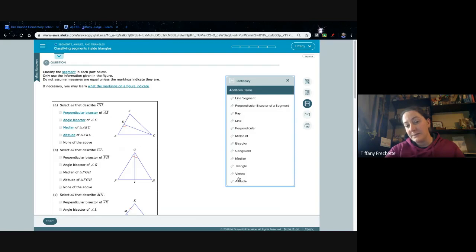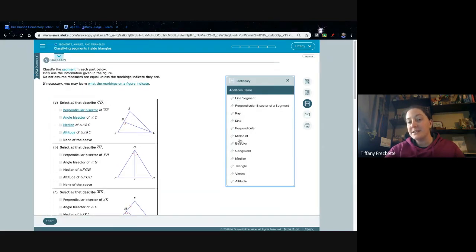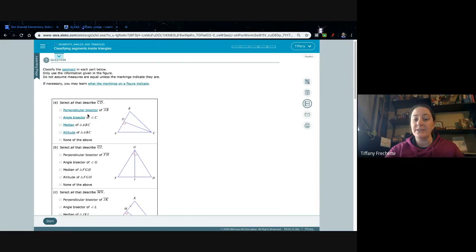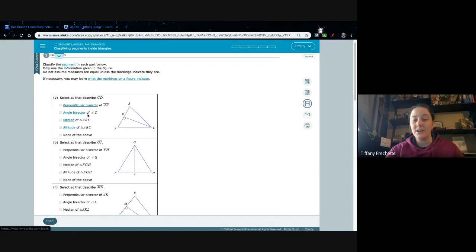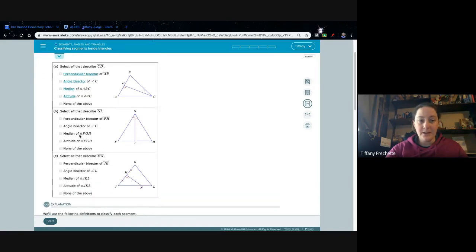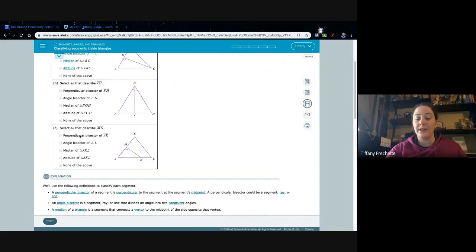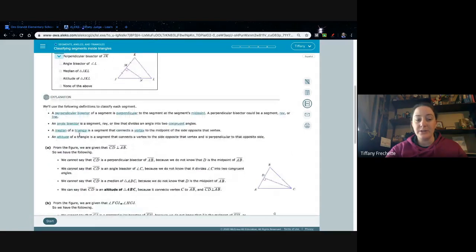So all of these pieces are here. But sometimes the dictionary doesn't give it to you as nicely as the explanation page. So sometimes the explanation page just gives it to you a little bit cleaner. The dictionary will give you the full definition. So if we scroll down, we have a perpendicular bisector of a segment is perpendicular.